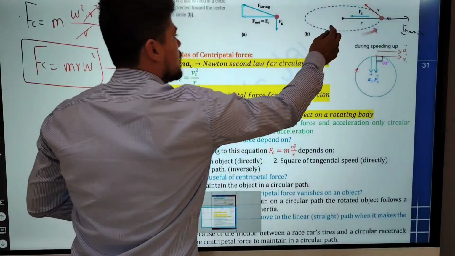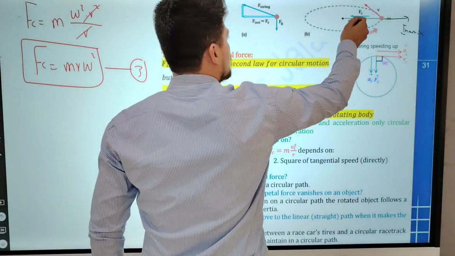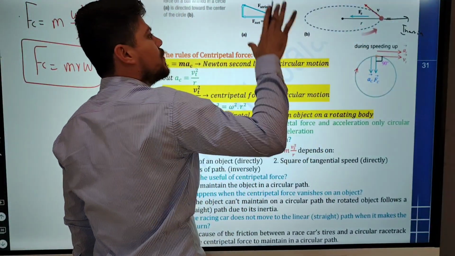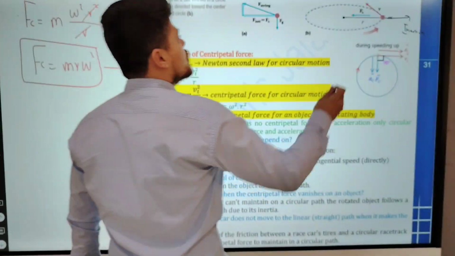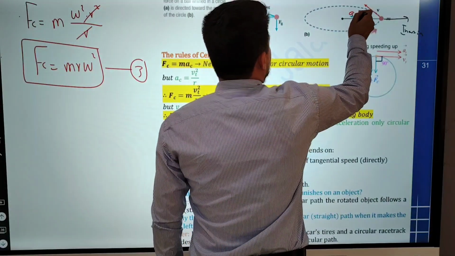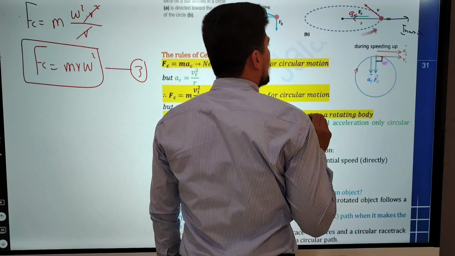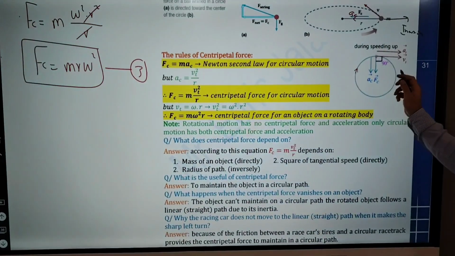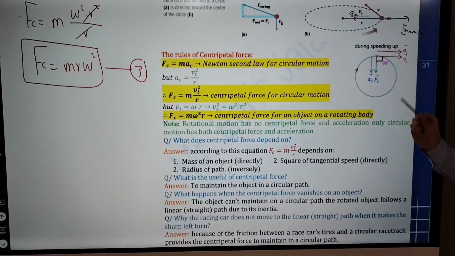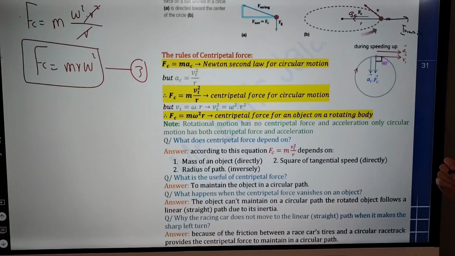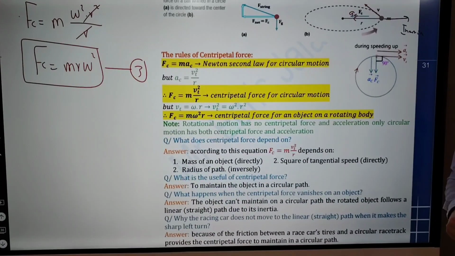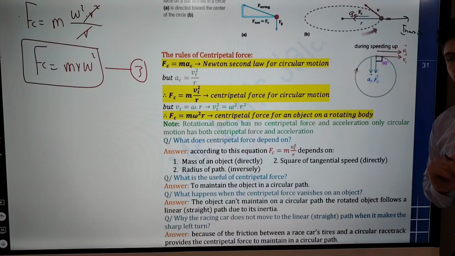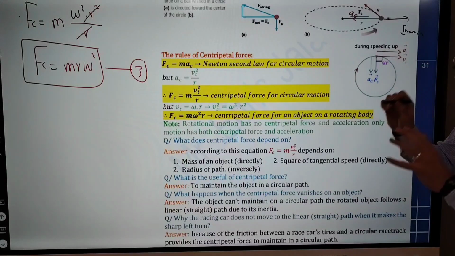Look, as you can see in this figure, the direction of the centripetal force is always directed toward the center, which is parallel to the centripetal acceleration, okay? As you can see in this picture, what is the angle between Fc and ac? Fc and ac are parallel to each other. The angle between them is 0 always, okay, at each point.